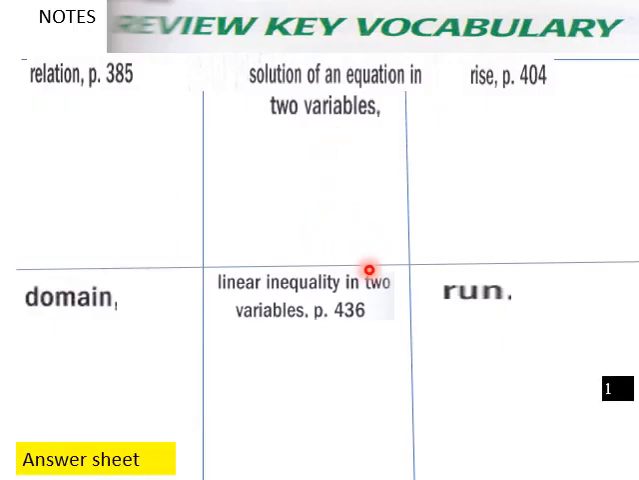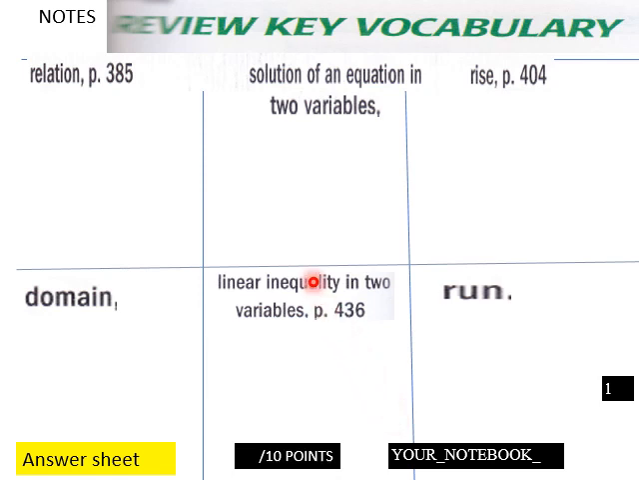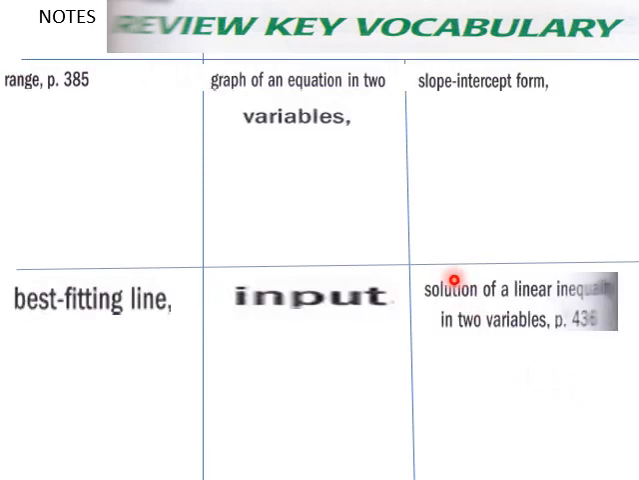Let's go right into today's notebook, page 1. This goes into your notebook, students. Define relation, solution of an equation in 2 variables, rise, domain, linear inequality in 2 variables, and then run. You have 10 points here on page 1.